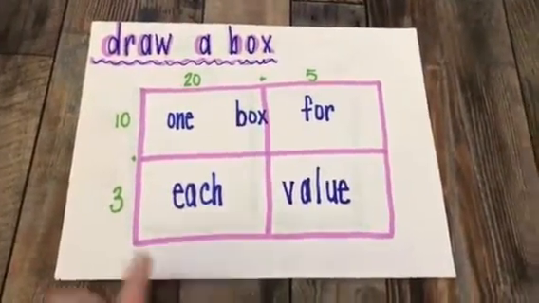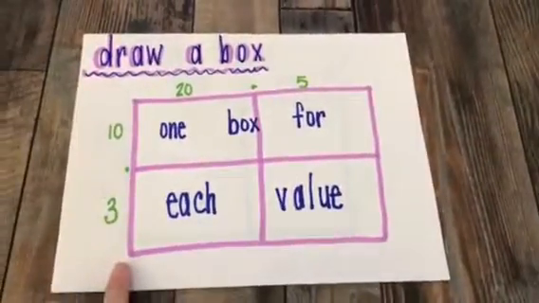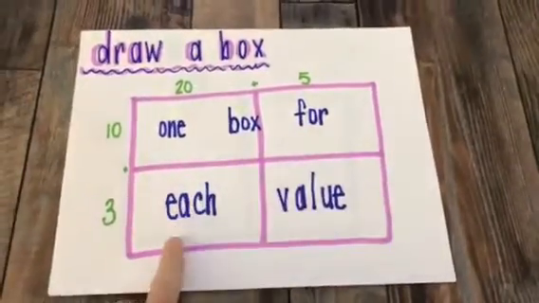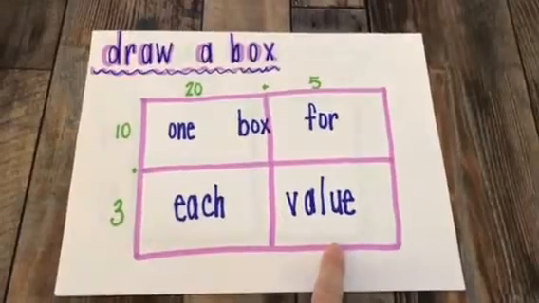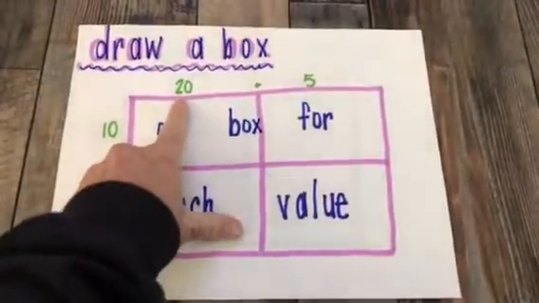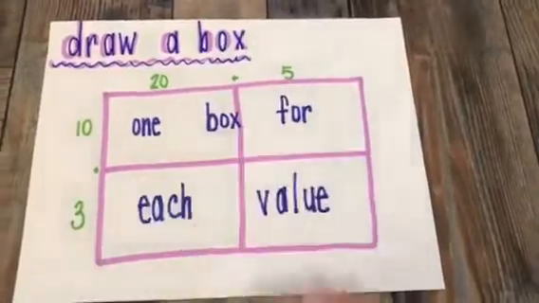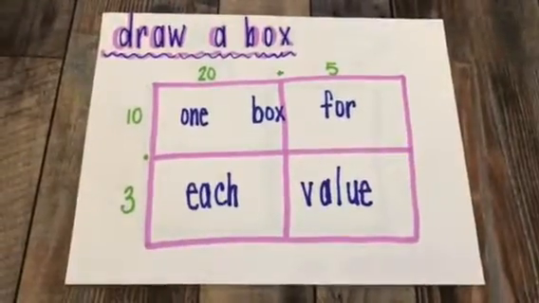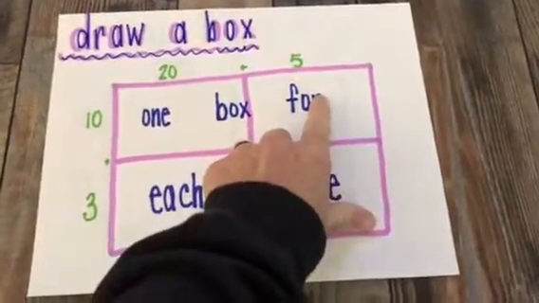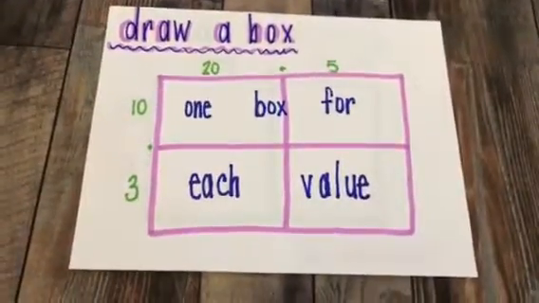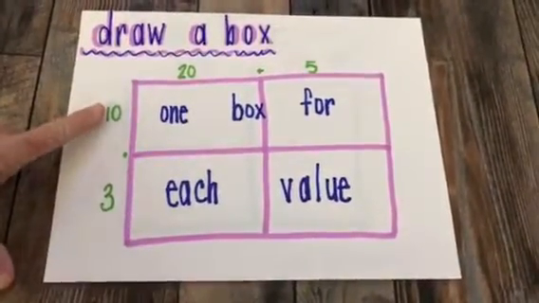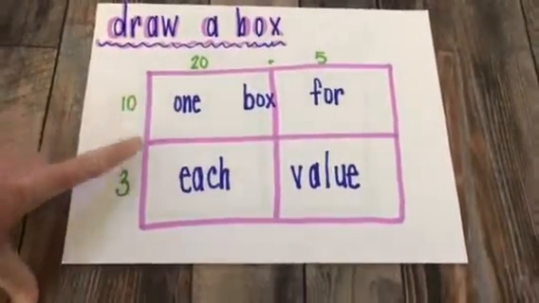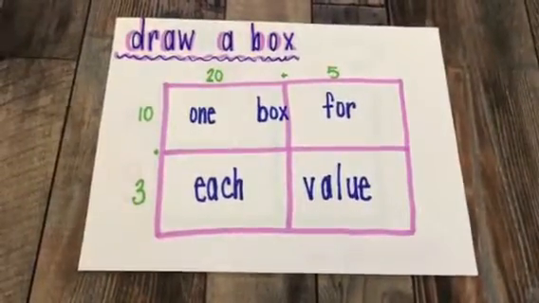First, you need to draw your box. And as a reminder, we get one box for each value. So what that means is for the 20 plus 5, because 25 is a 2-digit number, we end up with 2 boxes. We also have another 2-digit number for the number 13, which is a 10 and a 3. So we have 2 rows of boxes.